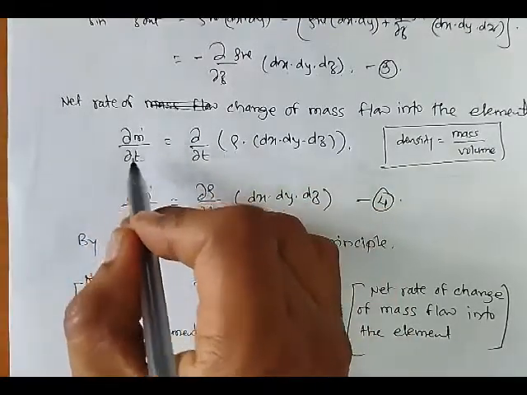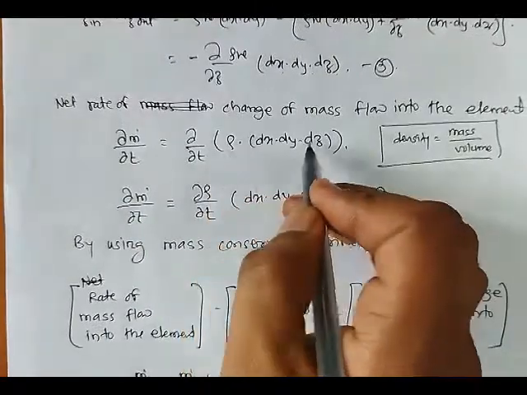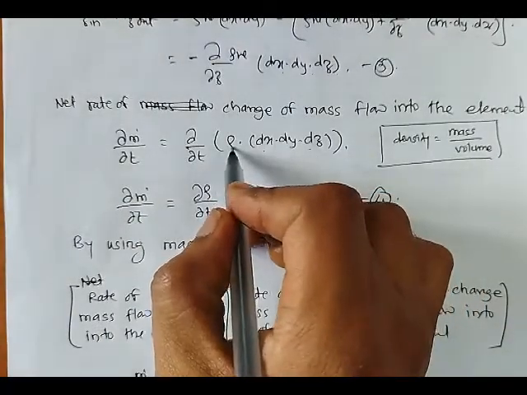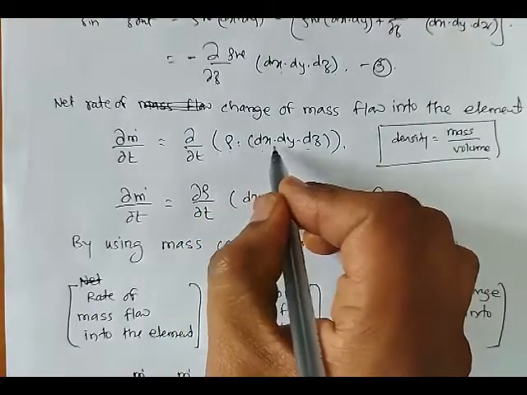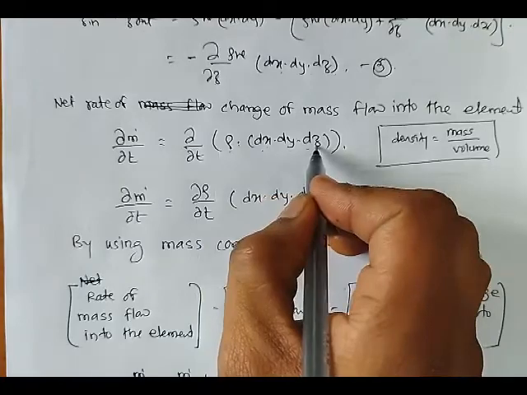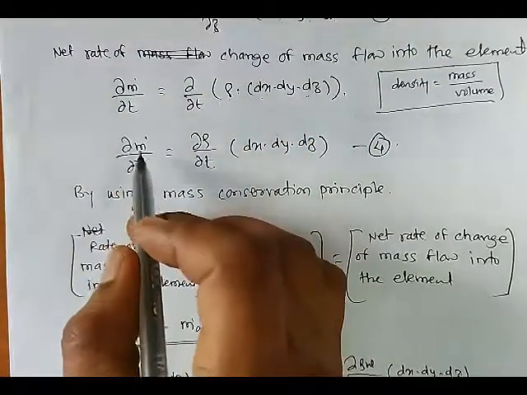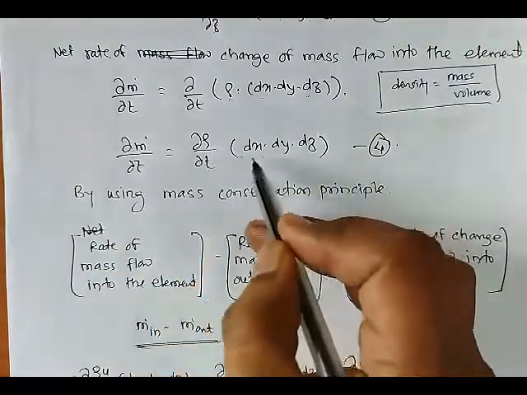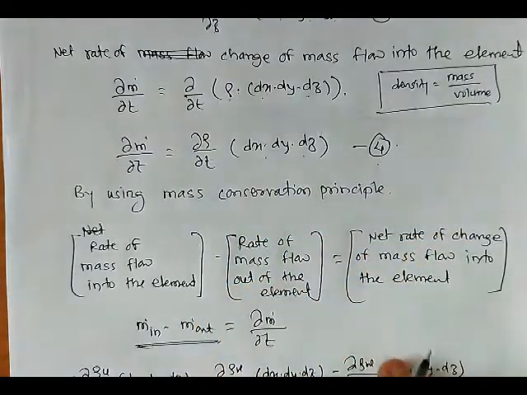So ∂m/∂t is equal to ∂/∂t of the mass, and this is the mass density multiplied with volume. So the mass of the fluid inside the element is ρ multiplied with the volume dx dy dz. So the net rate of change of mass with respect to time is ∂m/∂t, which is equal to ∂ρ/∂t multiplied with the volume dx dy dz. This is our equation number 4.